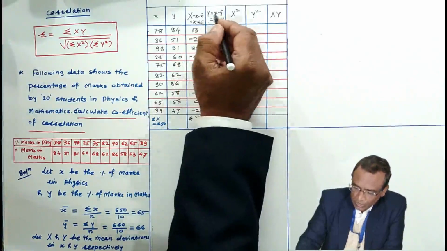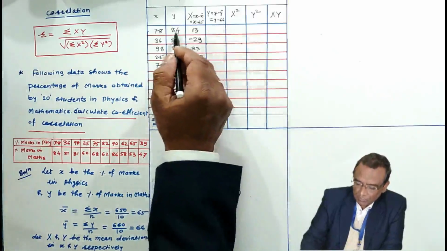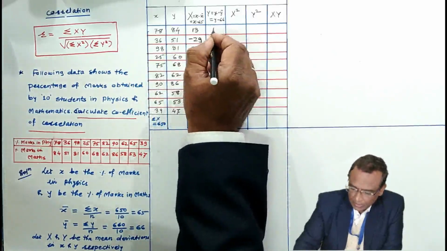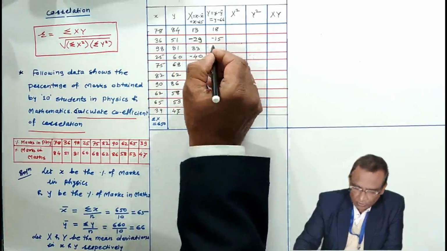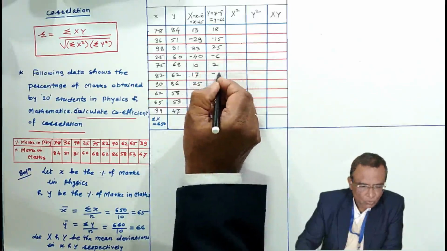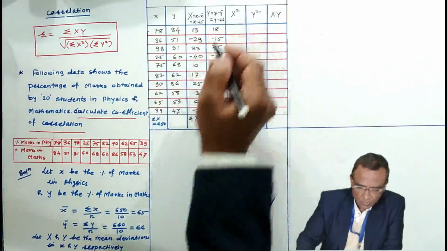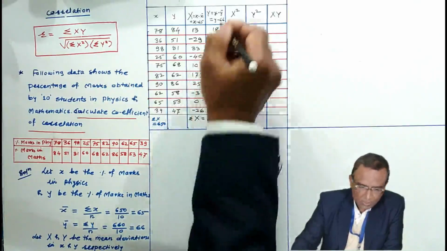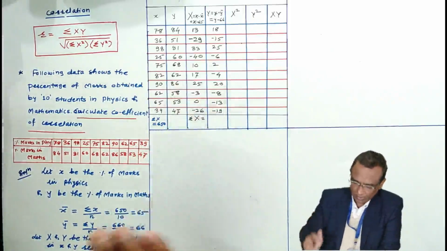Now, y minus y bar, which means y minus 66. 84 minus 66 is 18. 81 minus 66 is minus 15. Then 25. Then minus 6. 2. Minus 4. 20. Minus 8. 53 minus 66 is minus 13. And 47 minus 66 is minus 19. The summation of y is not required, therefore I am not writing it.